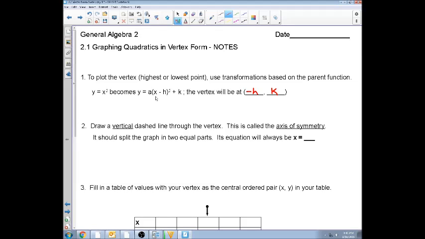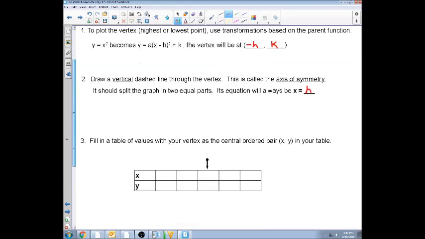The next thing we want to look at, number 2, we want to draw a vertical dashed line through the vertex. This is called the axis of symmetry. Symmetry means that both sides are going to be the same. It should split the graph into two equal parts. Its equation will always be x is equal to h, okay? Or the x value we use for the vertex.